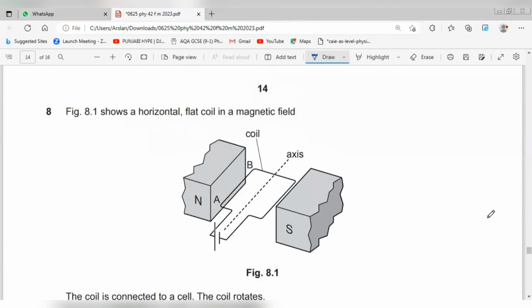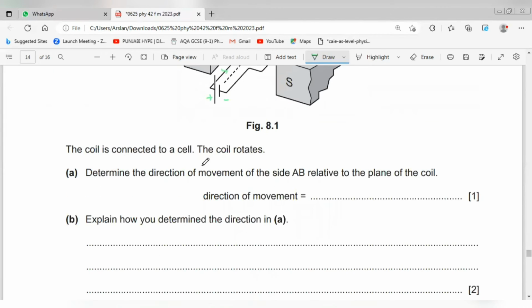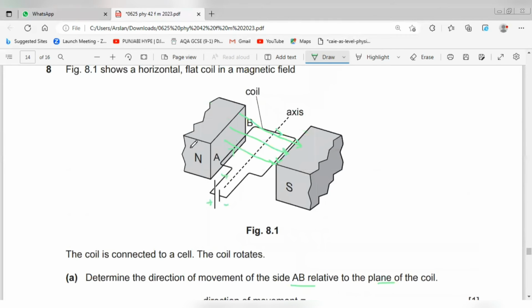Question number 8. Figure 8.1 shows a horizontal flat coil in a magnetic field. Here is a north pole, here is a south pole. We can draw the direction of magnetic field here with a green line. This is positive, this is negative, so this is the direction of current. From this diagram, the coil is connected to a cell and the coil rotates. Determine the direction of movement of side AB relative to the plane of the coil. So here is AB.